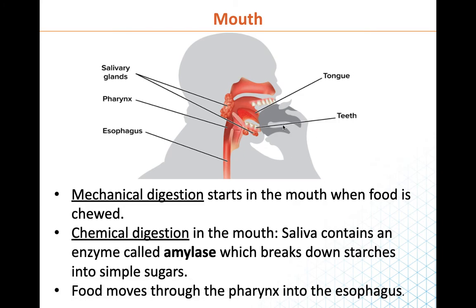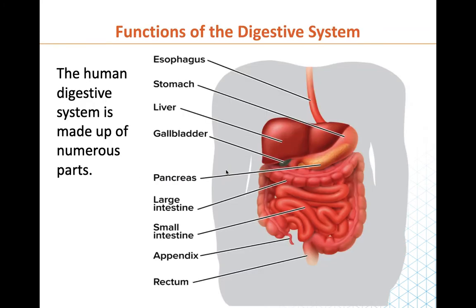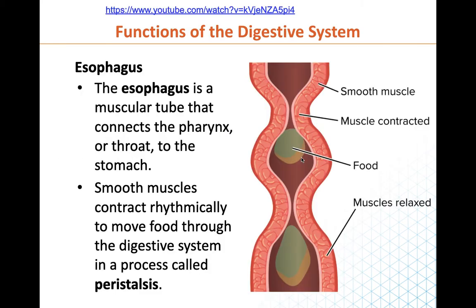Now, from the mouth, that food that has been mechanically digested by chewing and chemically digested by the amylase goes down your esophagus. All right? Once it's in the esophagus, it's on its way towards the stomach, but we'll get to the stomach tomorrow. All right, now, once it's in the esophagus, there isn't much chemical digestion happening here, but there is another type of mechanical digestion. There's no chewing here, but there's a motion called peristalsis.